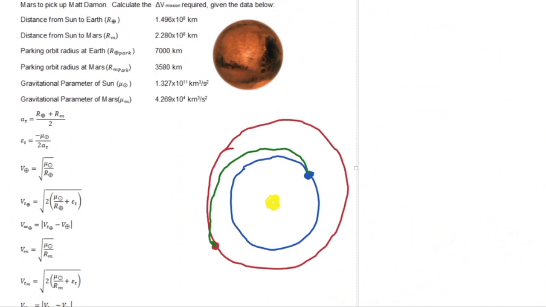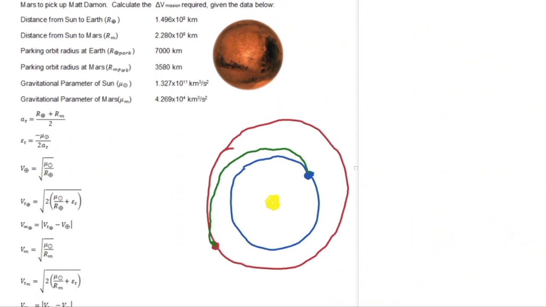Now we've given you some constants to work with. The distance from Earth out to the sun, and then from the sun out to Mars. We've given you the parking orbits that we want to use at either planet, and the gravitational parameters about each of the bodies that we're going to use. I didn't give you Earth's because we've got that all memorized from the equation sheet as well. All right, on a test, we're going to have to give you all of these gravitational parameters for any of the other planets that we're going to be asking you to go to.